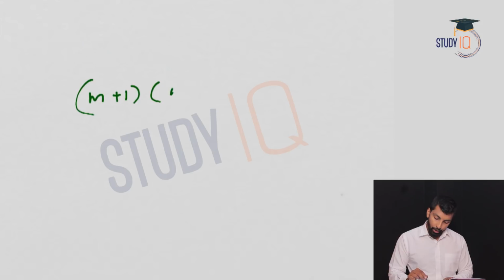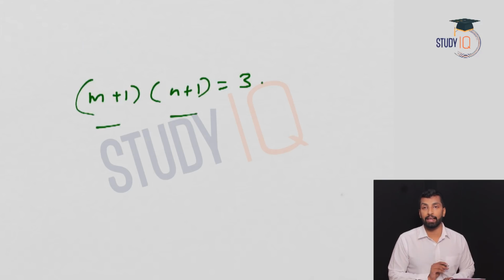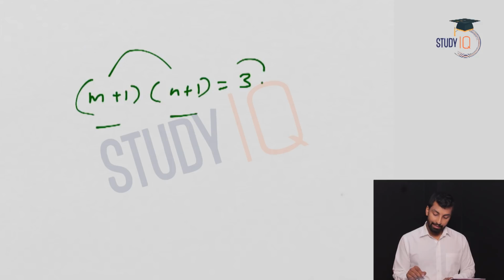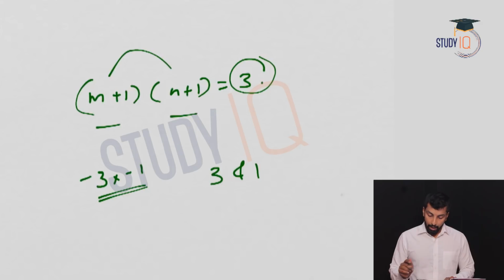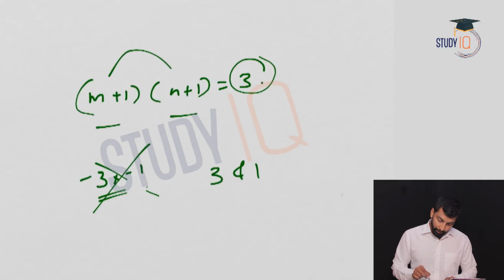It's actually (m+1)(n+1), which is the number of factors, equal to 3. Now we know m+1 and n+1 have to be integral values, right? So when you multiply two numbers you are getting 3. Are there any integral values possible for this? Minus 3 and minus 1, or 3 and 1, will give you 3. Okay, but the negative one is anyway not applicable. What if it is 3 and 1?